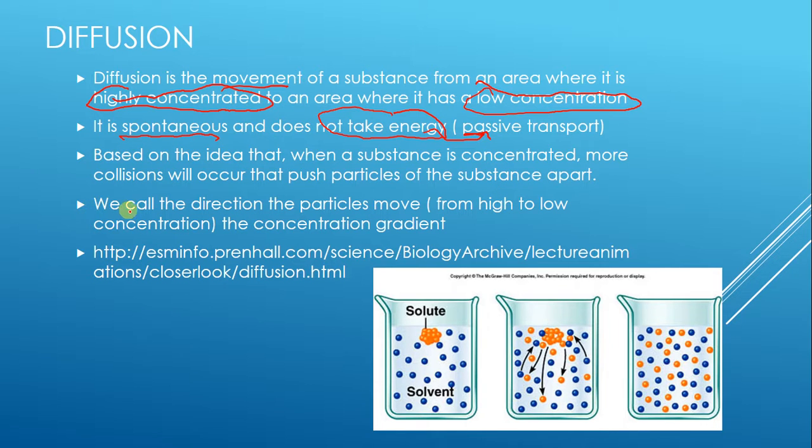So we call the direction the particles move, from high concentration to low concentration, the concentration gradient. So the gradient is just the direction from high to low concentration, the direction. So if this was high, and this was low concentration of a given substance, this arrow would show me the gradient.